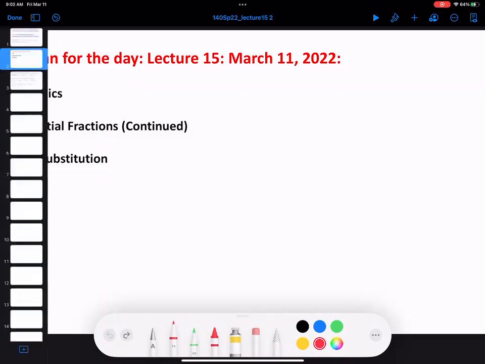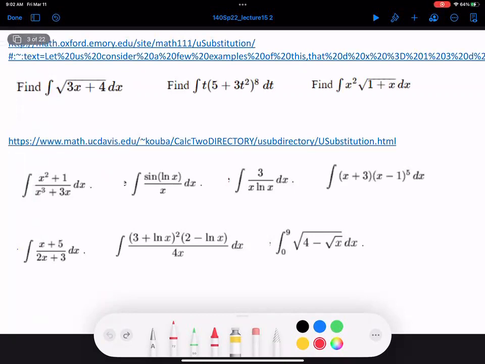And then if there's time left over, I will talk a little bit more about some problems from u substitution. I've just got a standard list of a couple of ones I've mentioned, and we can always go back and try to do a few of these later if there is time.